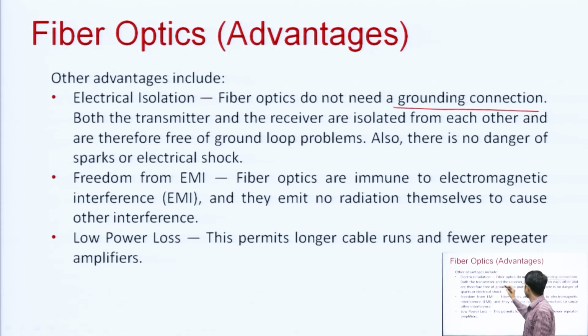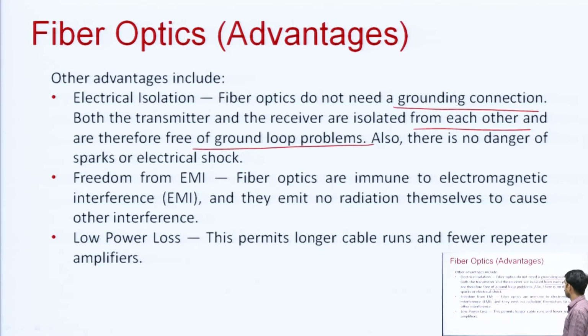Both the transmitter and receiver are isolated from each other and are therefore free of ground loop problems. They are electrically isolated from one another because there is no electrical connection. Also, there is no danger of sparks or electrical shock or short circuit.